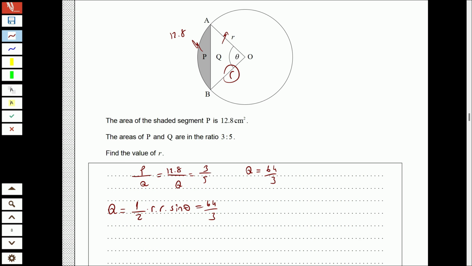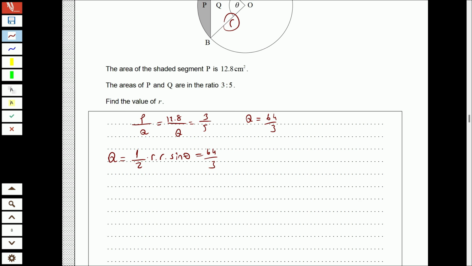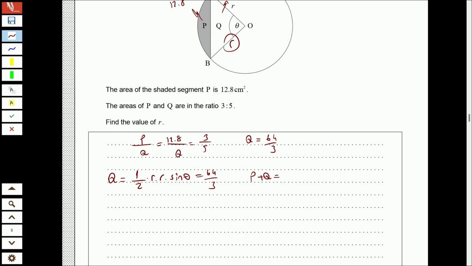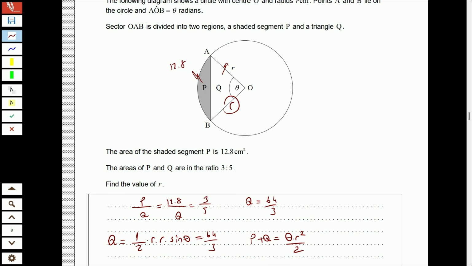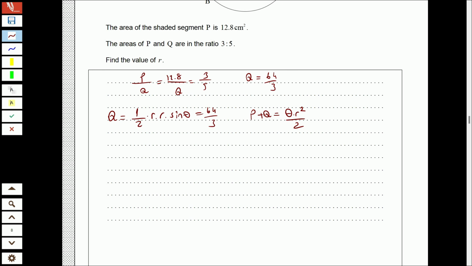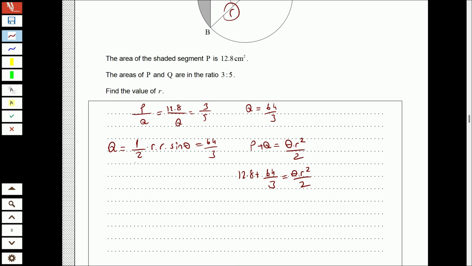And at the same time, the area of the sector, or let's say P plus Q in this case, will be theta times r squared over 2, right? I know the formula for the area of the sector. So how about the P plus Q? It is 12.8 plus 64 over 3, which will be theta times r squared over 2. So I know this equation.